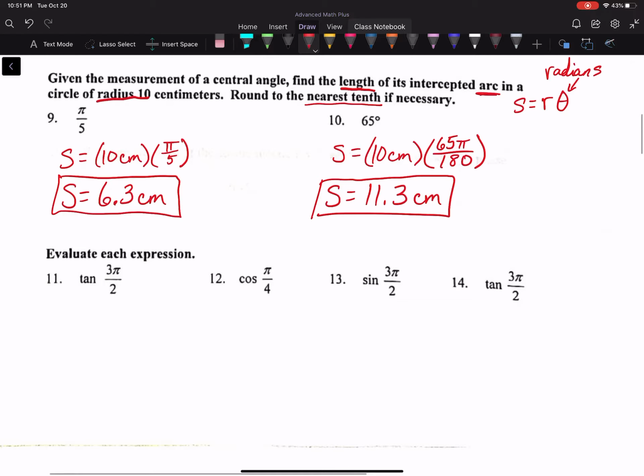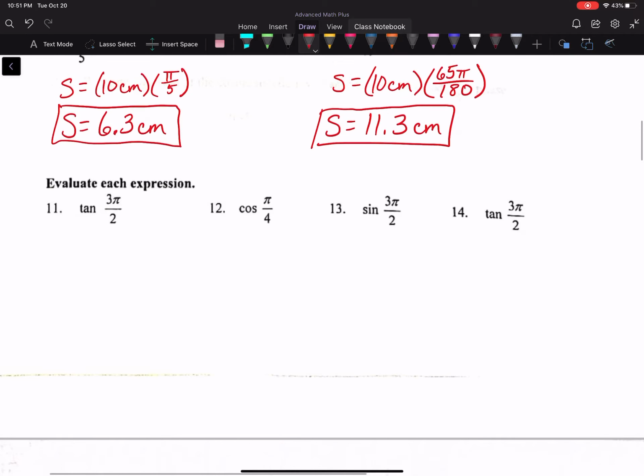All right, number 11 and 12 and 13 and 14. These are the ones where you can draw them or you can use the hand. So first let's figure out what is tangent of 3 pi over 2. That would be, change that to degrees. Let's see here, so 180 times 3/2 is 270. So this is like finding the tangent of 270.